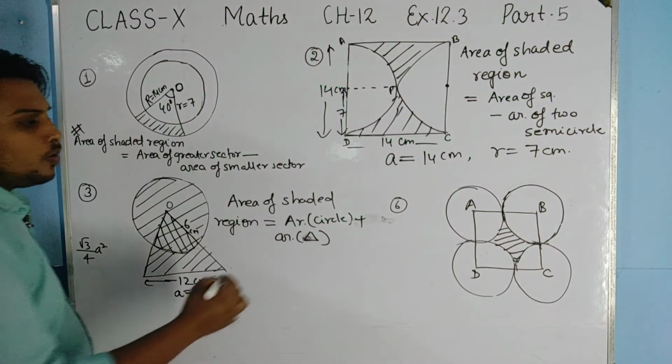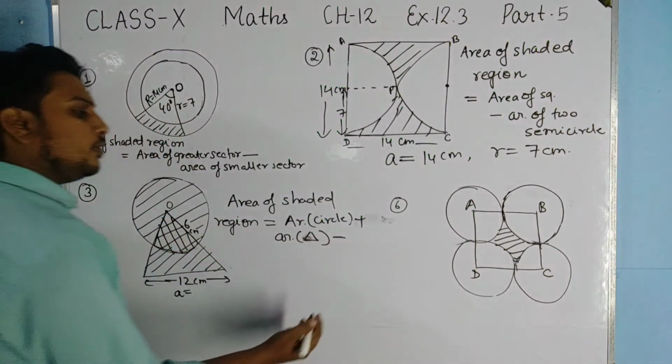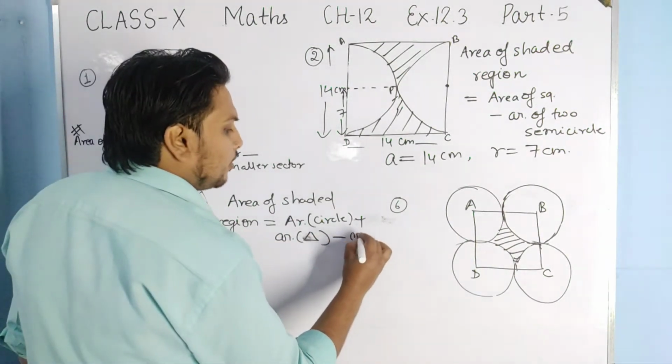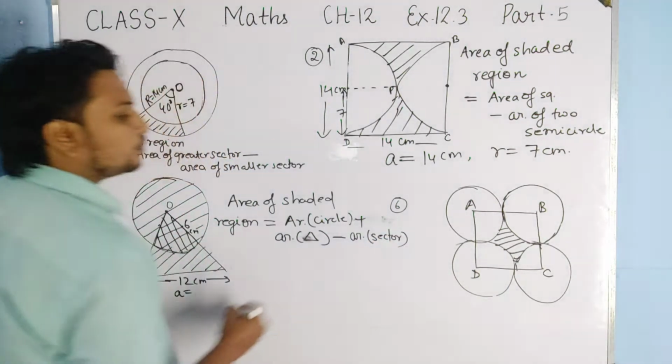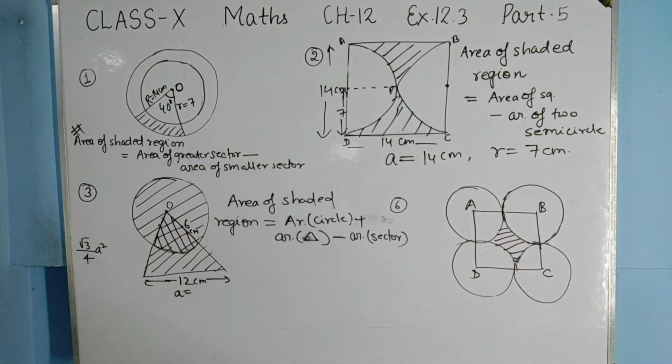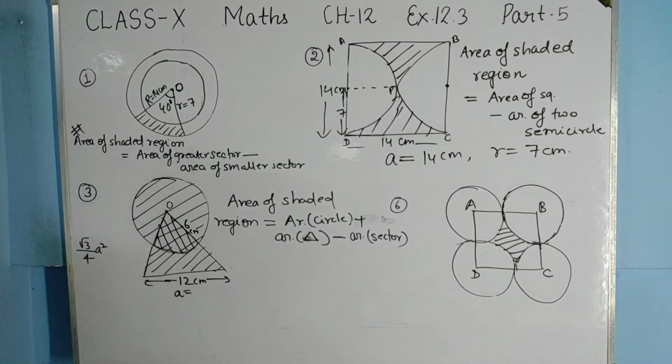Okay, so how will we balance that? If it is counted 2 times, how will we balance that? We will subtract the area of the sector. Okay, we will subtract the area of the sector. So like this, students, we can find here the area of the shaded region.